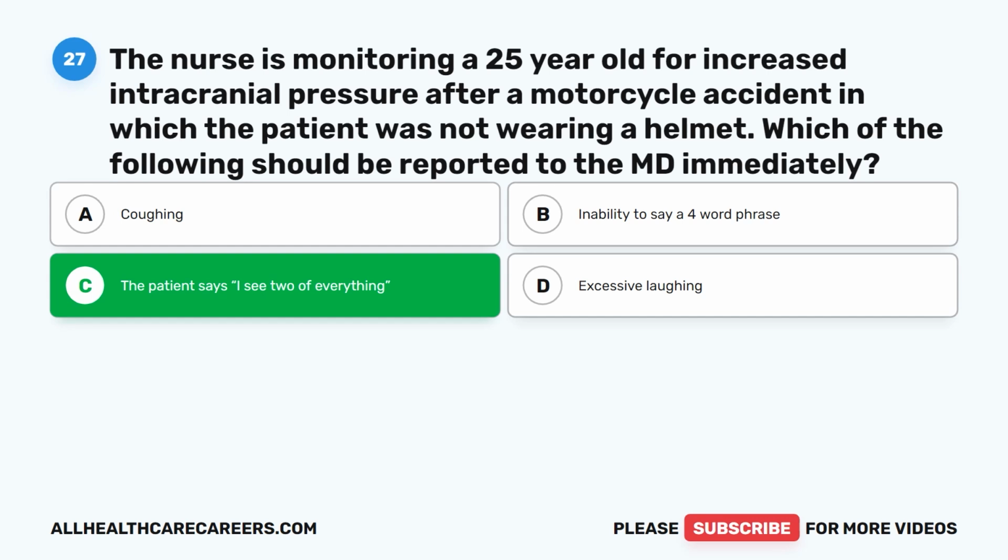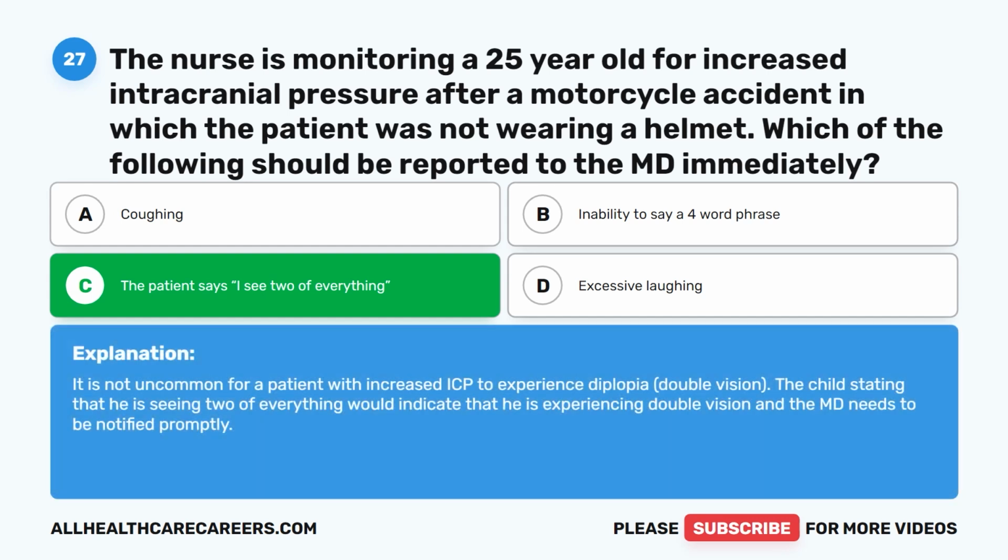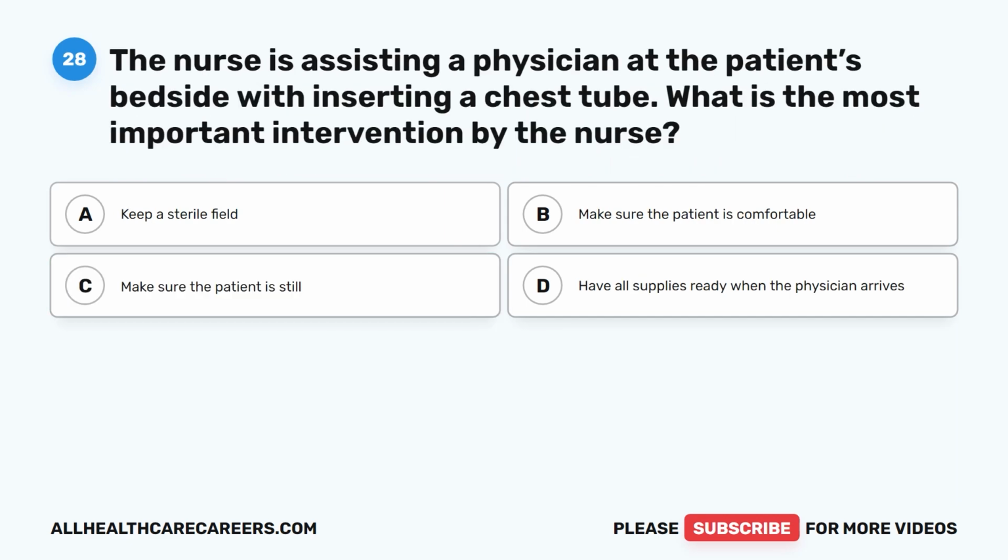The patient says, "I see 2 of everything." It is not uncommon for a patient with increased ICP to experience diplopia, double vision. The patient stating that he is seeing 2 of everything would indicate that he is experiencing double vision and the MD needs to be notified promptly.